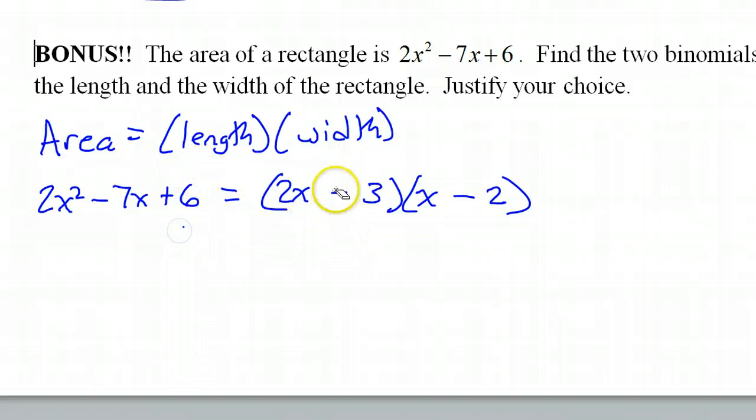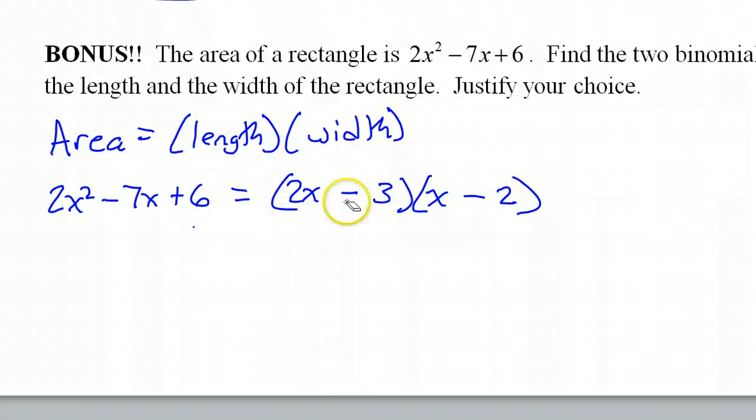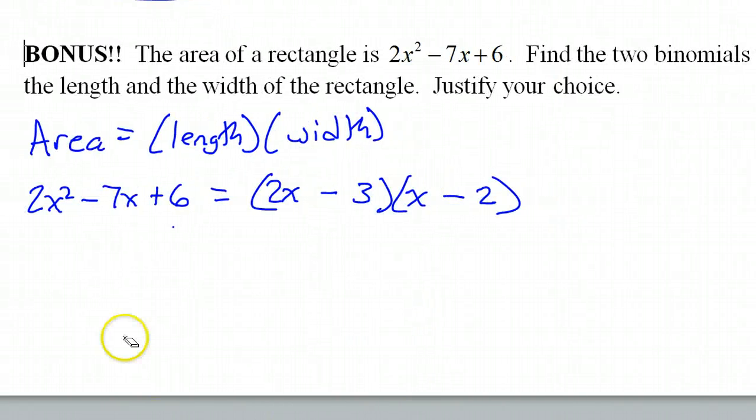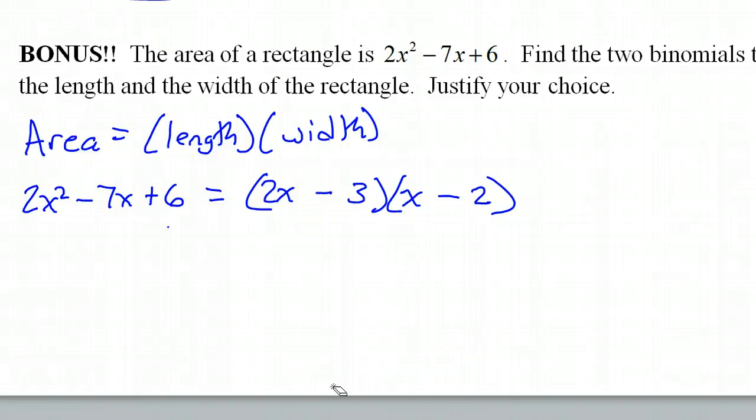So with that in mind, these are the two binomials that could represent the length and the width. That's it. Also, let me throw in that this expression, 2x minus 3, is always greater than the x minus 2. So this would best represent the length, and this one would best represent the width.